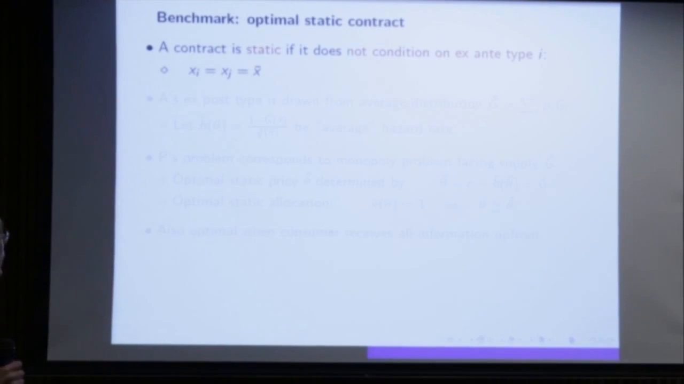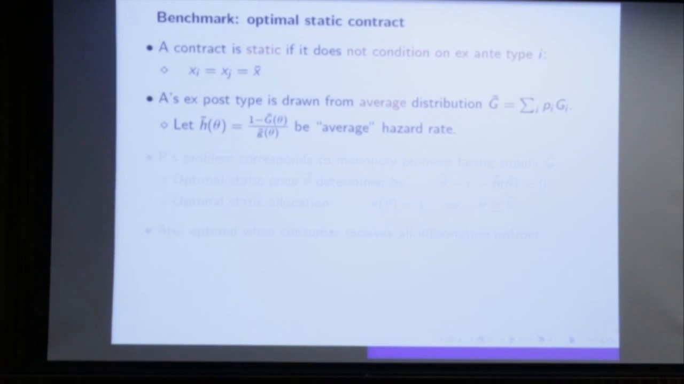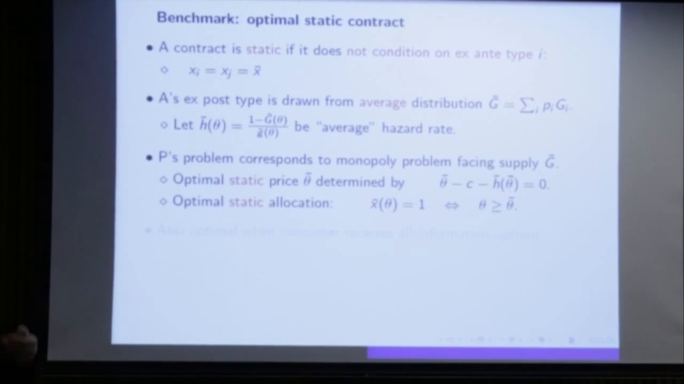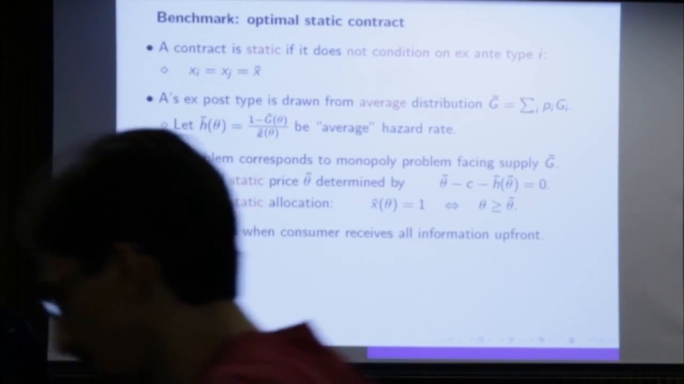Second benchmark: what if the principal does not see I, or cannot condition the contract on I? That's what we call a static situation, where screening is not allowed with respect to the ex ante private information. Then we also have a rather standard problem, because the principal just considers the average distribution. You calculate the hazard rate of the average distribution, and you have the same monopoly problem again, but with respect to the average distribution. So there will be a cutoff again, following from the average virtual surplus. And this is also what you get when the consumer gets all this information up front, what happens in the traditional store.